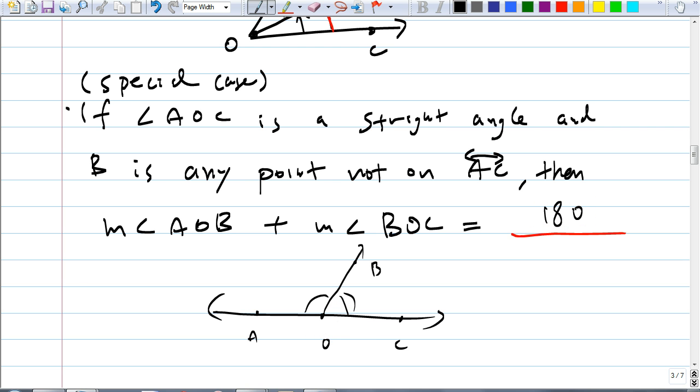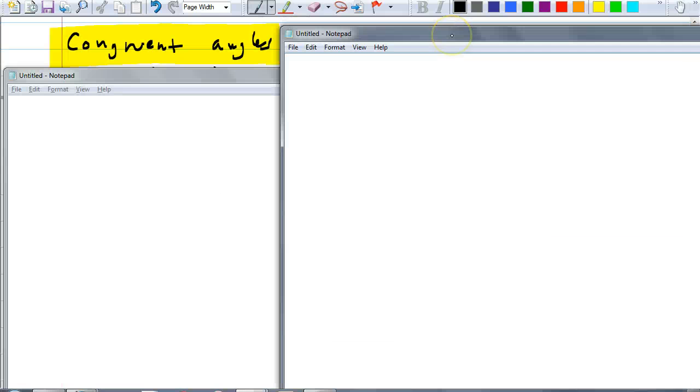So for this angle addition postulate, if the angle happens to be a straight angle, of course, their sum is always going to be equal to 180. That's all they're saying, okay? Nothing hard. Any question? Are we good? Do you understand now, Yechan? Do you get this? All right. Let's then move on.